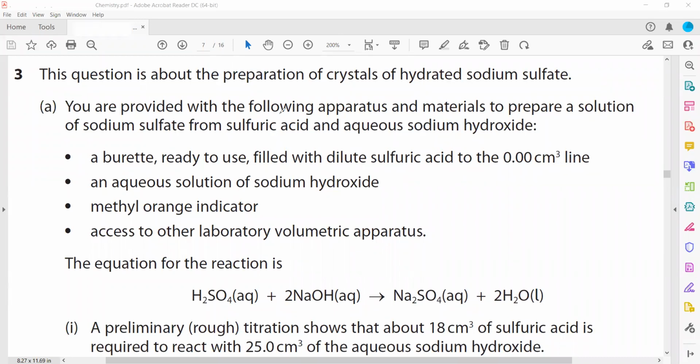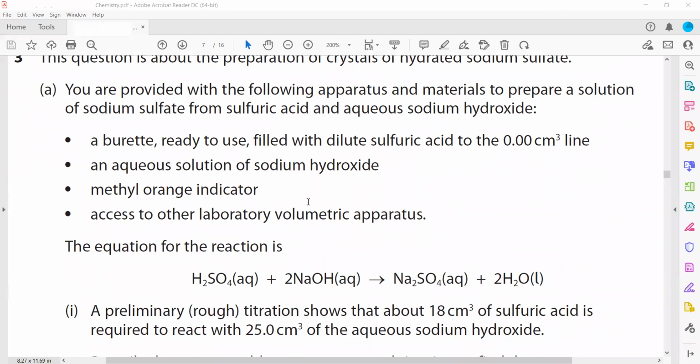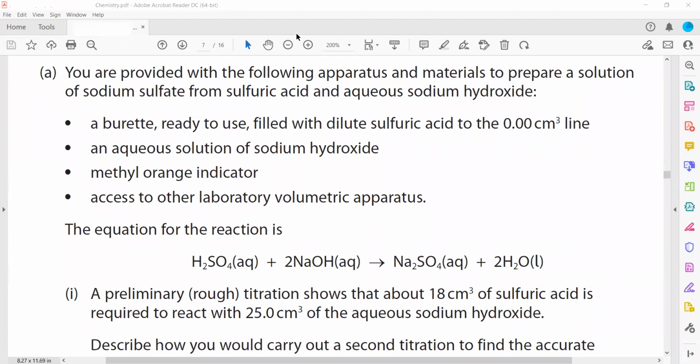This question is about the preparation of salt crystals of hydrated sodium sulfate. We are preparing hydrated crystals of sodium sulfate. We are using a titration method to prepare a salt, and then from that salt solution we will carry out crystallization to obtain the salt. You are provided with the following apparatus.